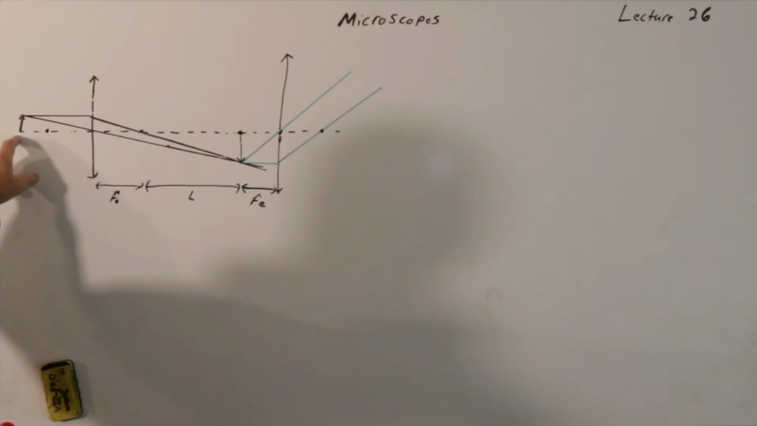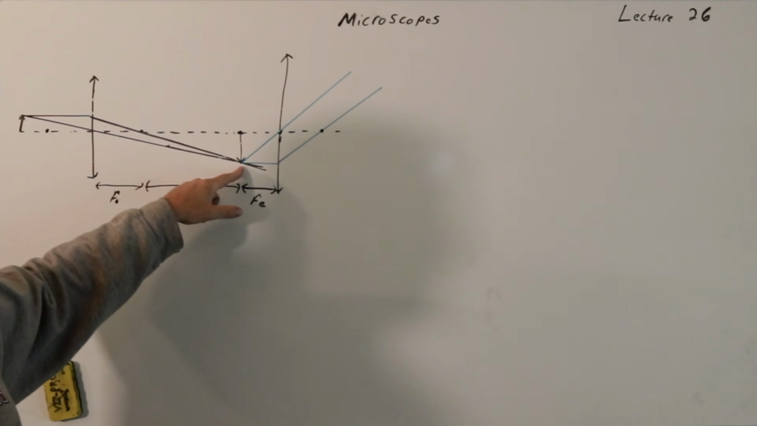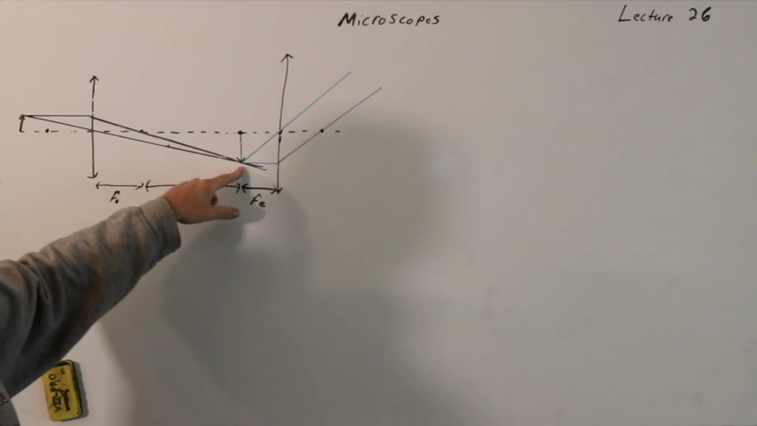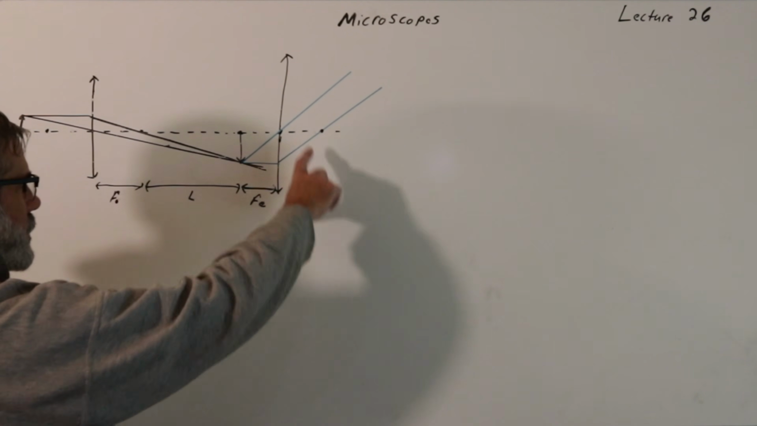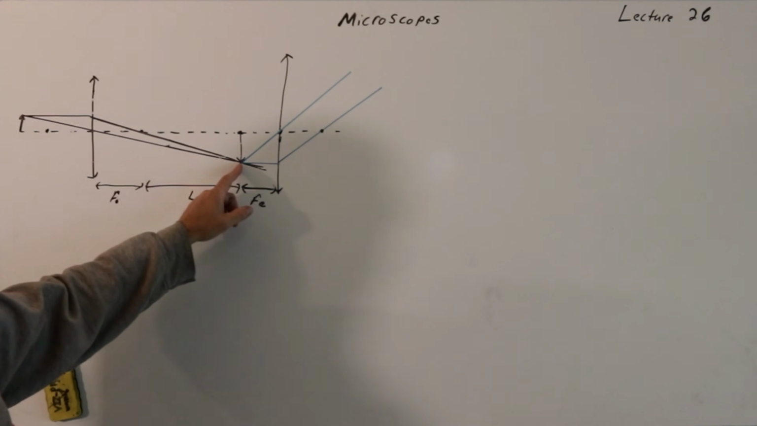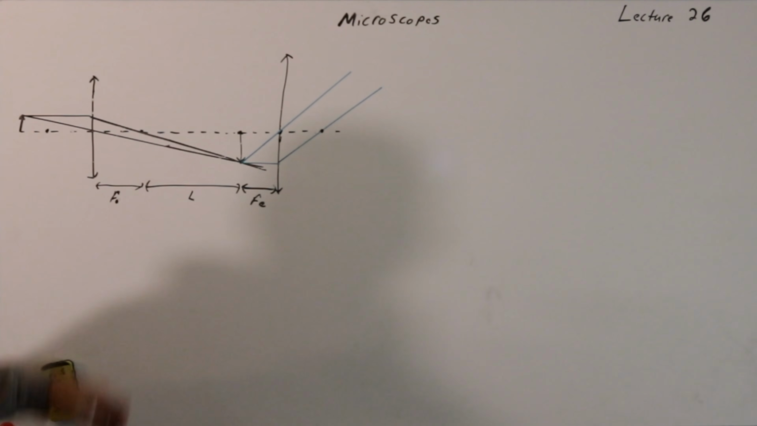Instead, the object will be beyond the focal length, and we will image it with this lens. And its image will appear somewhere over here. Inverted as usual, because it's a real image. Now I'm going to use an eyepiece to magnify this even further. So the arrangement of the lenses is different than before.